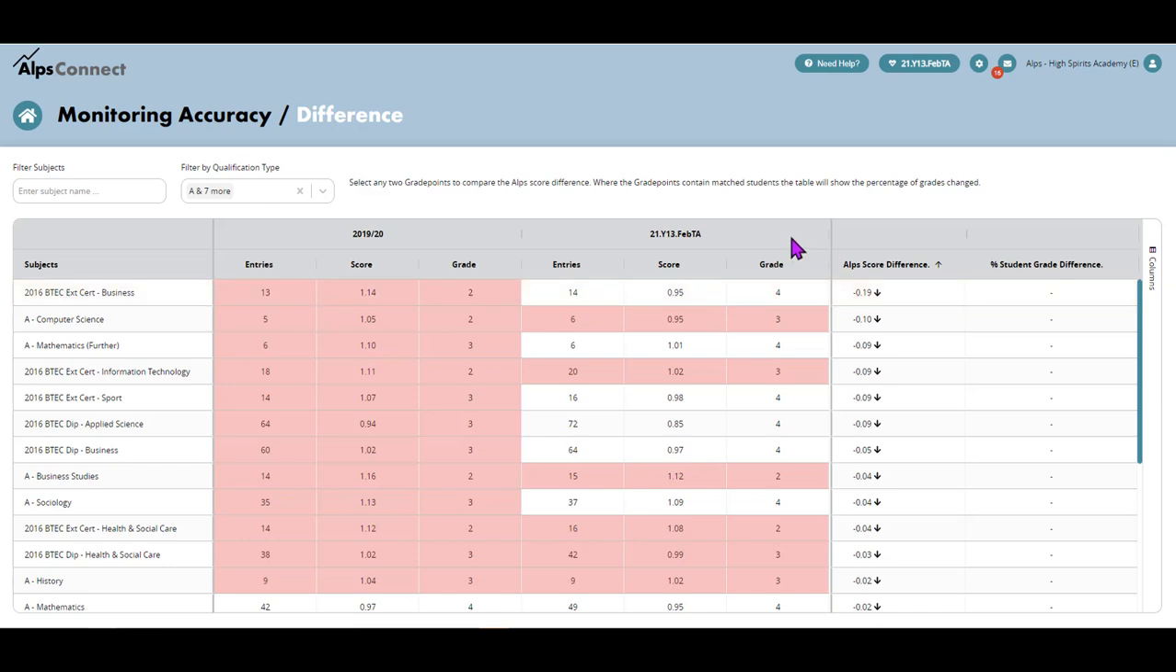So the bottom line with this monitoring accuracy area is to use the pages that you've got there, but use the grade point selector to give you what you want.